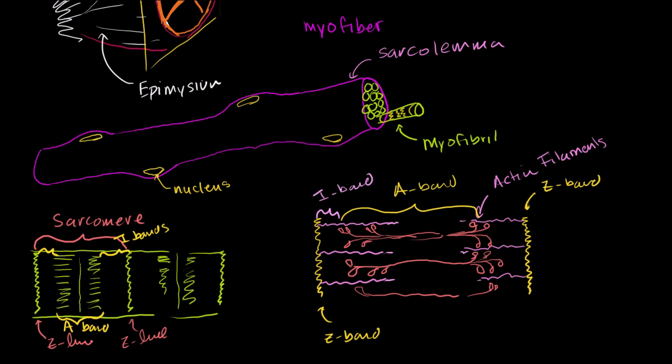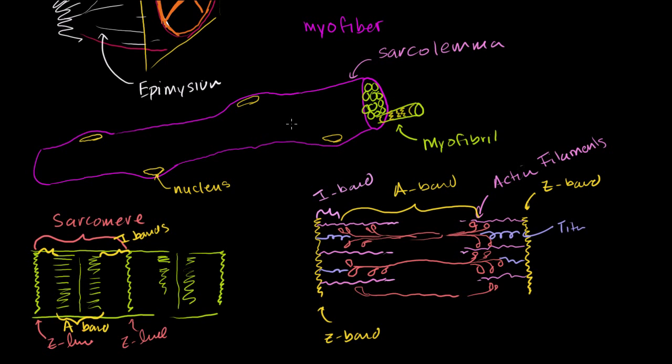And then the myosin filaments are held in place by titin, which you can kind of imagine as a springy protein. Now I want to do it in a different color than that. So the myosin is held in place by titin. So that right there is titin. It's attached to the Z band by titin.